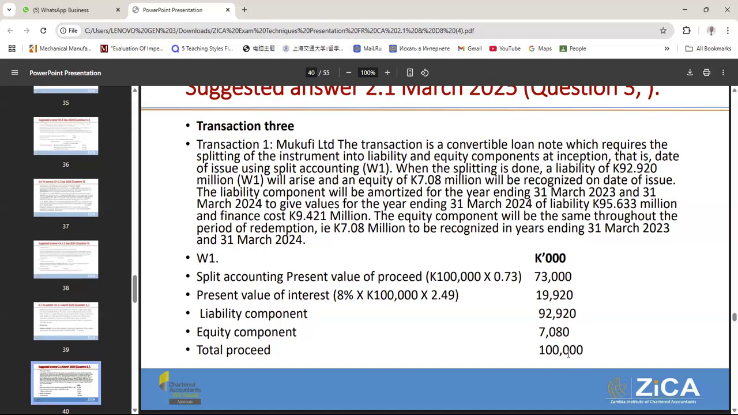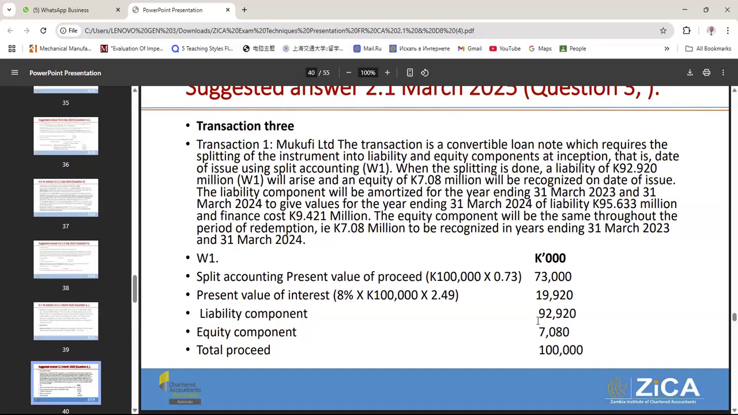But what was the total proceed? 100. So it means the equity was 7,880,000. So what will happen subsequently? Each year equity will be constant. Then liability starts charging interest. So this is a good question which was tested.